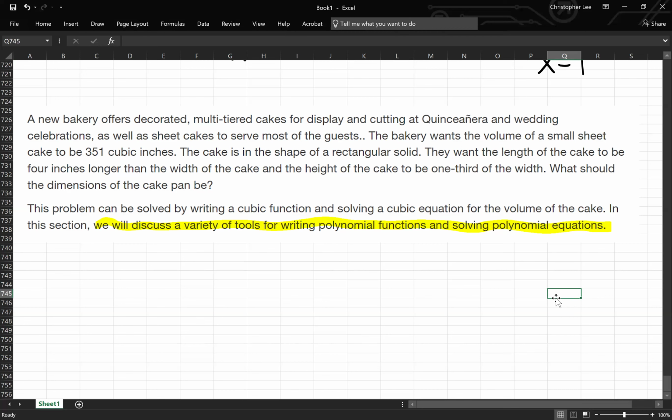All right. So this problem can be solved by writing a cubic function and solving a cubic equation for the volume of the cake. In this section, we will discuss a variety of tools for writing polynomial functions and solving polynomial functions. All right. It's going to be interesting now.